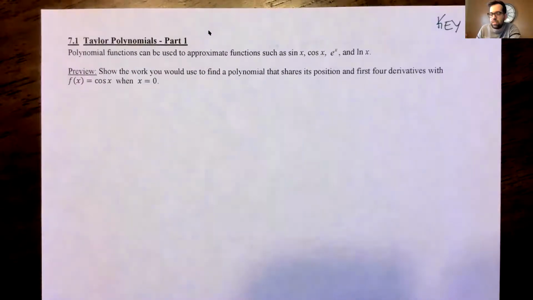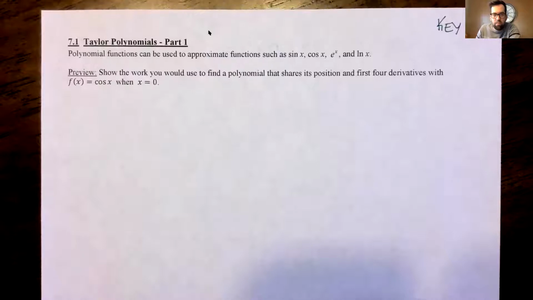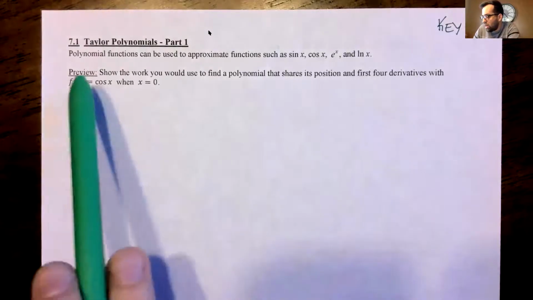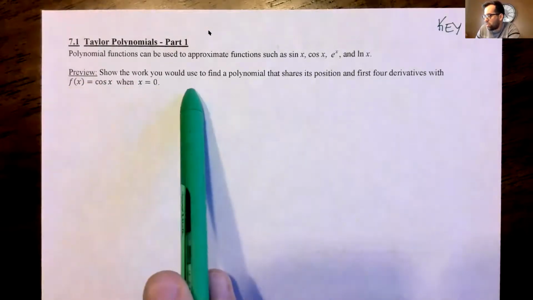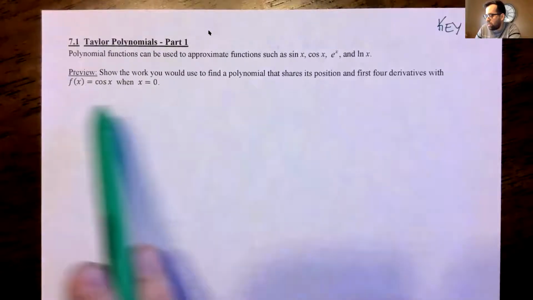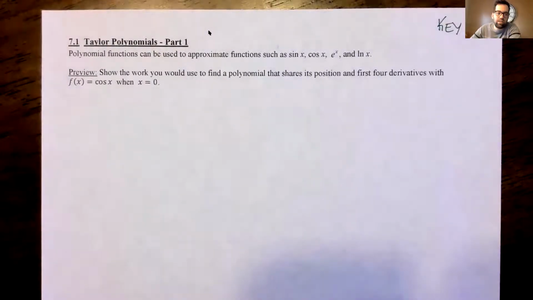Polynomials, remember, just mean different x terms with different degrees or different exponents. And we know the power rule is really all you need to be able to take derivatives of those. And we know how to take integrals as well. So we are going to try to match, in this preview here, we're going to show the work that we would use to find a polynomial that shares its position and first 4 derivatives with f of x equals cosine x when x equals 0.